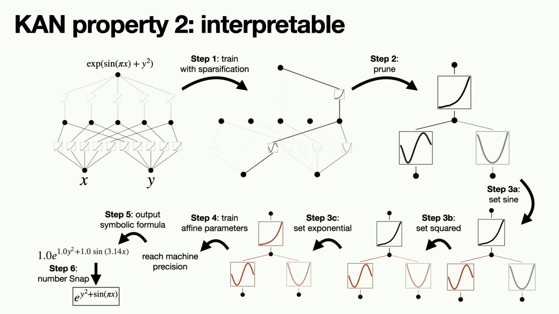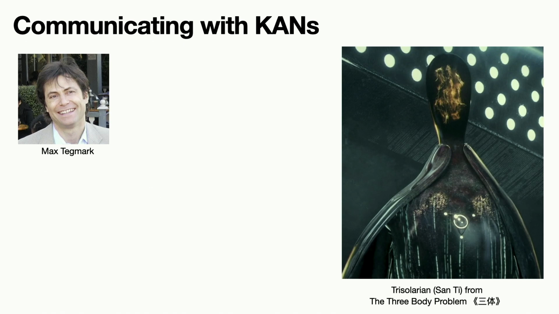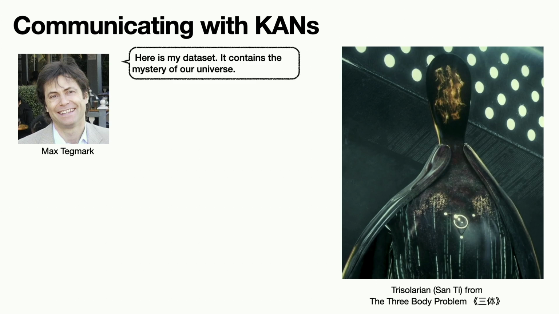Besides being accurate, CANs can also be interpretable. You can train the CAN, you can sparsify it, you can prune it, you can symbolify it, all the way down to symbolic formulas. Although Max is not here, let's imagine a fictional conversation between my advisor Max and the CAN. Here, the CAN is like a Trisolaran from The Three-Body Problem, or in Chinese, Santi. These Trisolarans, or Santiren, have totally transparent brains, so they cannot hide any secret from human beings. So Max just went up and asked, here's my data set.